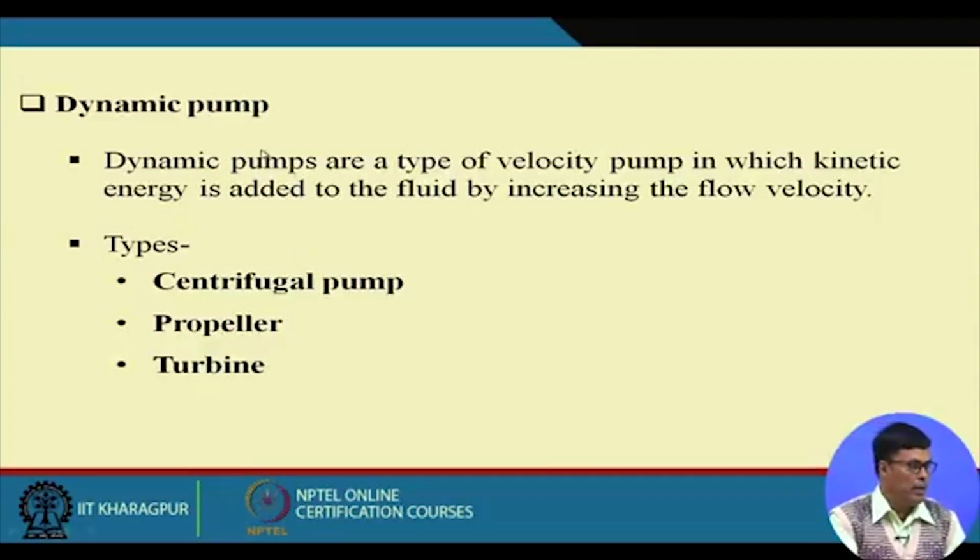Now, dynamic pumps are a type of velocity pump in which kinetic energy is added to the fluid by increasing the fluid flow velocity. Typical types are the centrifugal pump, propeller, and turbine. Centrifugal pump is largely used in our day-to-day requirements, in our household requirements, also in multi-story buildings. Particularly, we have seen that a centrifugal pump is required to drag the water from the ground level to the top floor water tank. This is largely used.